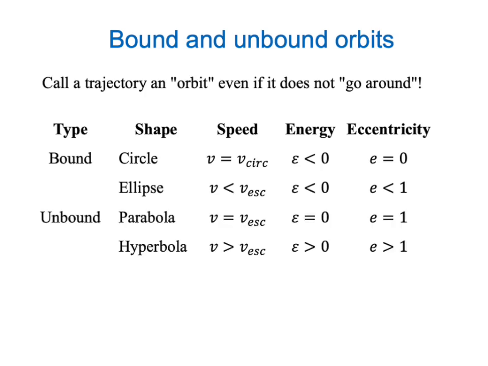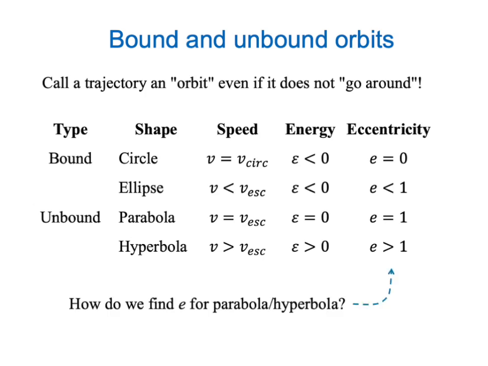Now we consider the unbound orbits. A parabolic orbit is one in which your speed is exactly equal to the escape speed, and that makes your total energy, kinetic plus potential, equal to 0. And a parabola is said to have eccentricity equal to 1, just above the eccentricity of even the longest, skinniest ellipse. And then if you're going even faster, if your speed is even greater than the escape speed, then the shape of your orbit is a hyperbola. The total energy of the satellite is positive, greater than 0, and the eccentricity is also a number greater than 1.